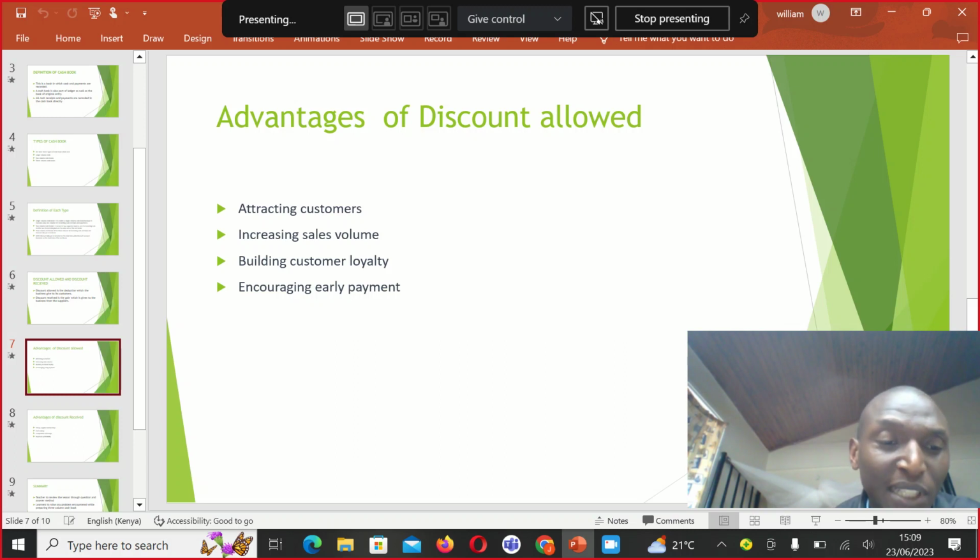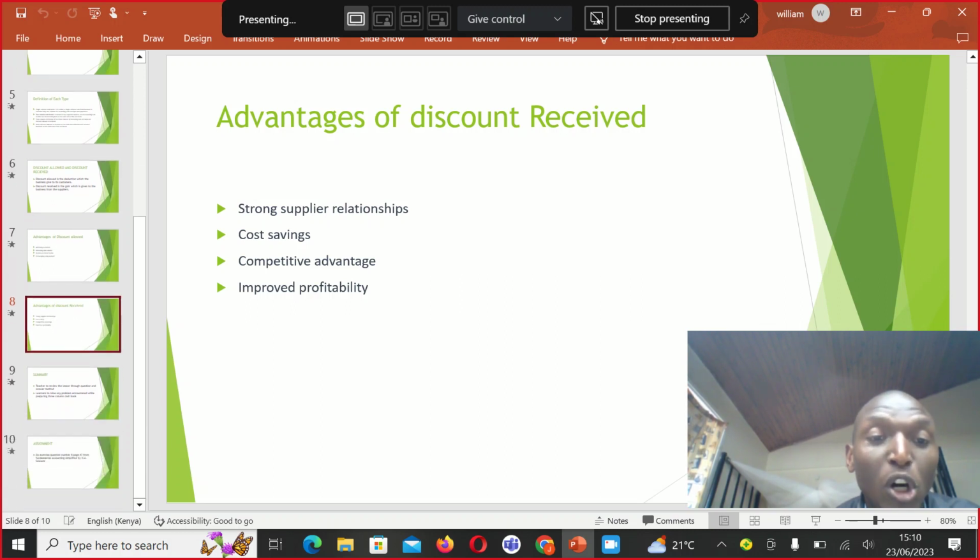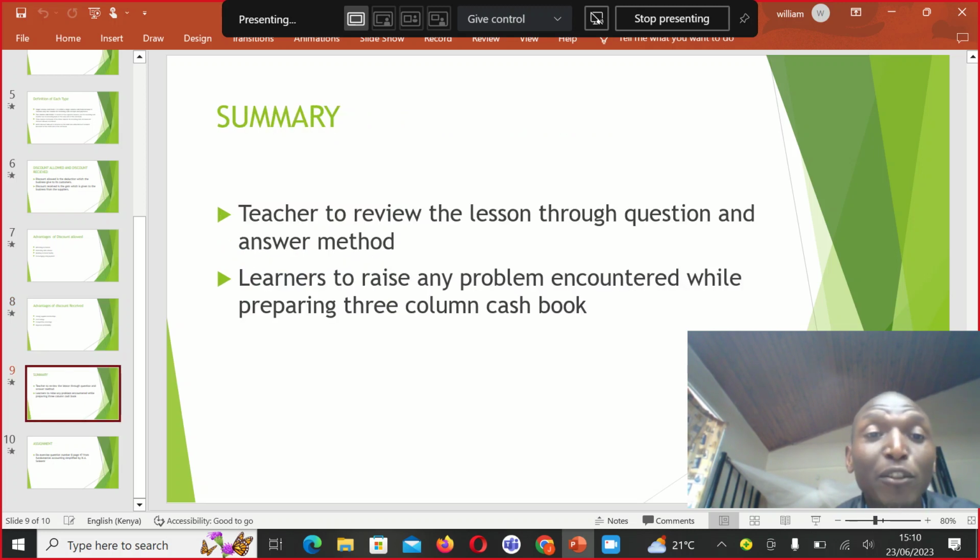Now, when we talk about the advantages of discount allowed, we say attracting customers, increasing sales volume, building customer loyalty, and encouraging earlier payments. The advantages of discount received are strong supplier relationships, cost savings, competitive advantages, and improved profitability. Then from there, can one of us tell us what we have learned?